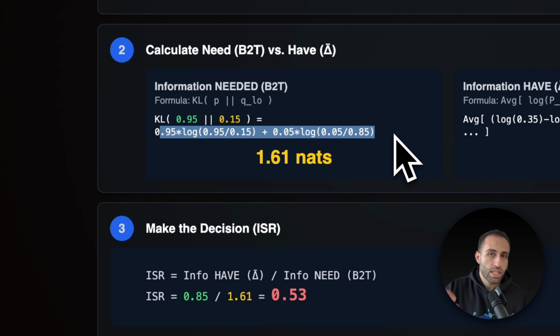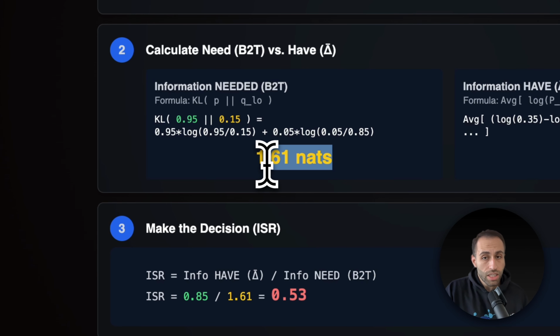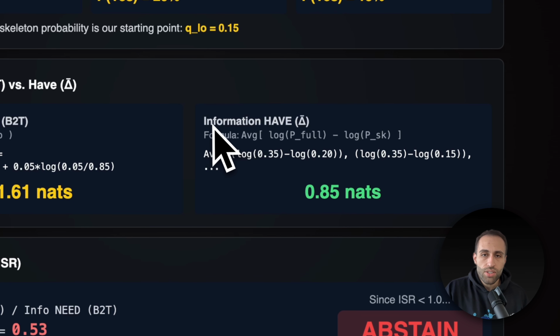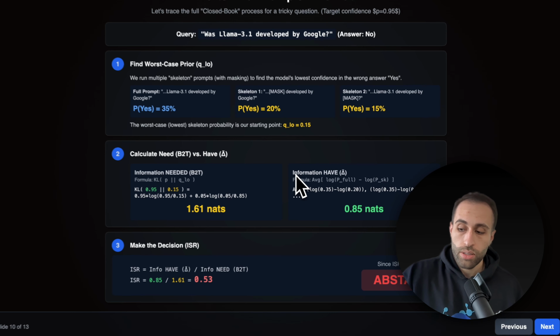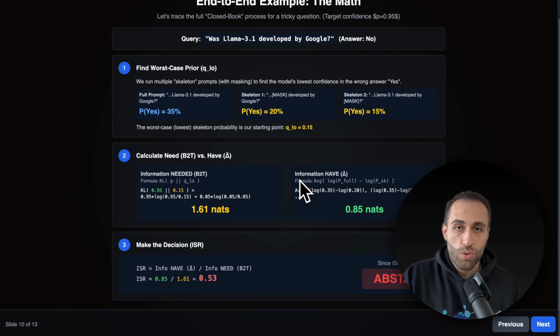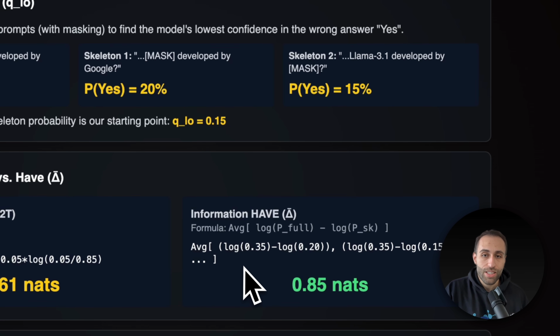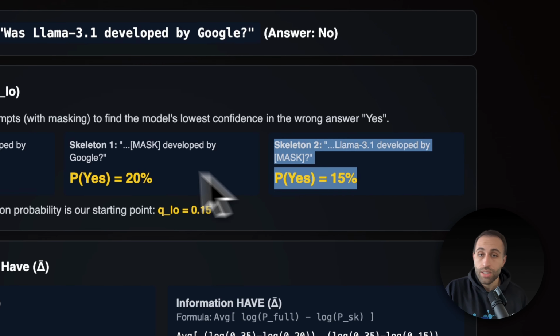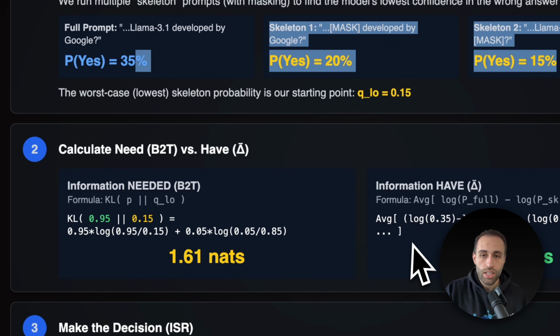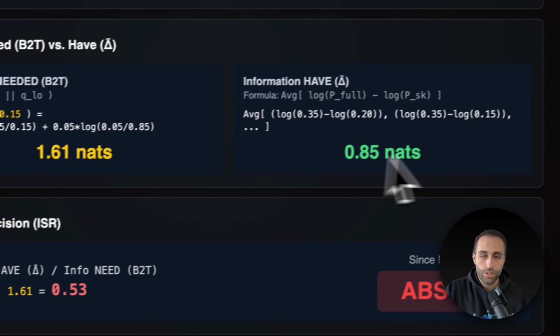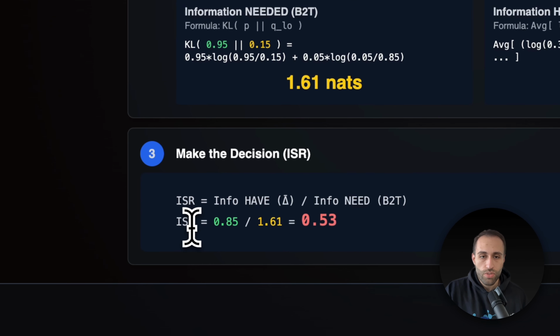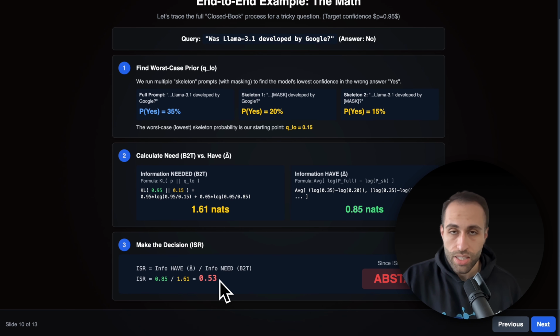We just put it inside the logarithmic function that I already told you about, which gives 1.61 here as an example. And then on the right side, we can now calculate the amount of information that we have as of now, using the average probability of all the skeletons on the top inside that logarithmic function that I already discussed. Now, as you remember, for calculating ISR, I just need to divide these two. So dividing these two, my number is now below 1. So there's a chance this could get hallucinated, and I'm going to block or call abstain. I'm not going to get the final answer.